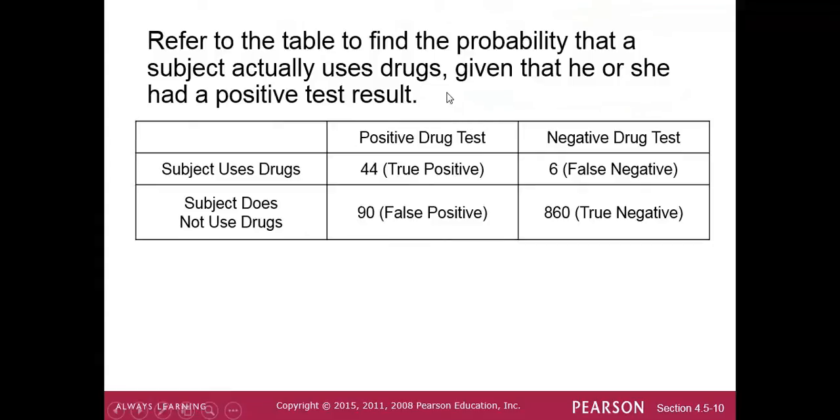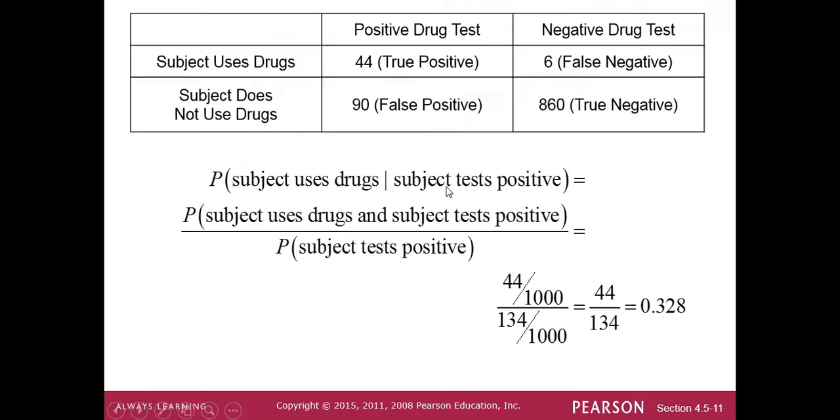Well, that means we're only looking at the positive test result column. Out of these 134 people, how many tested positive? And the answer is 44 out of 134, or 0.328.